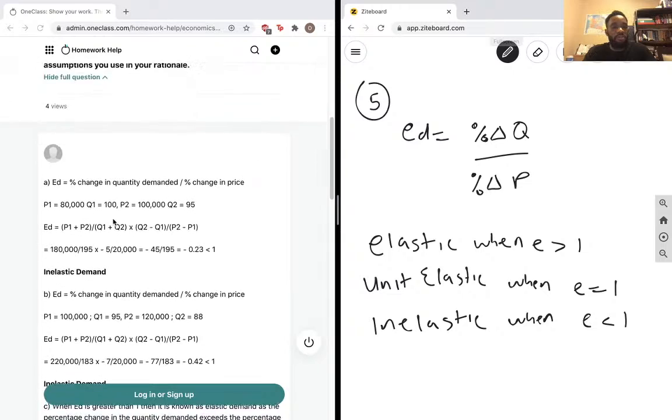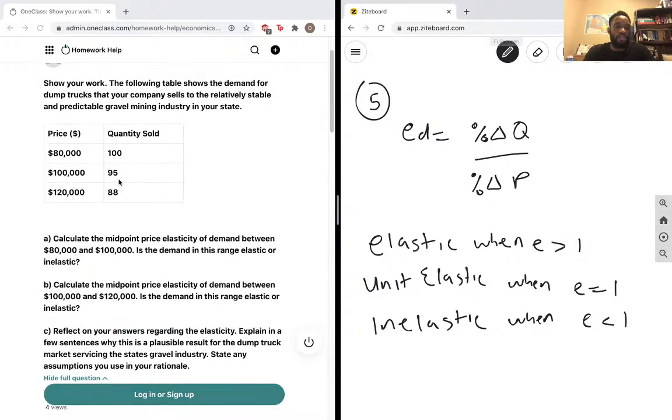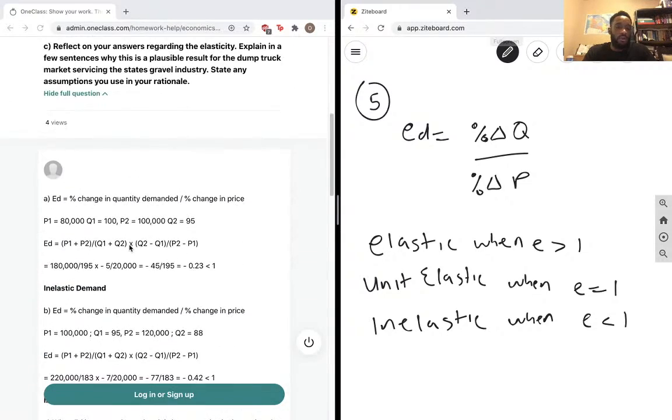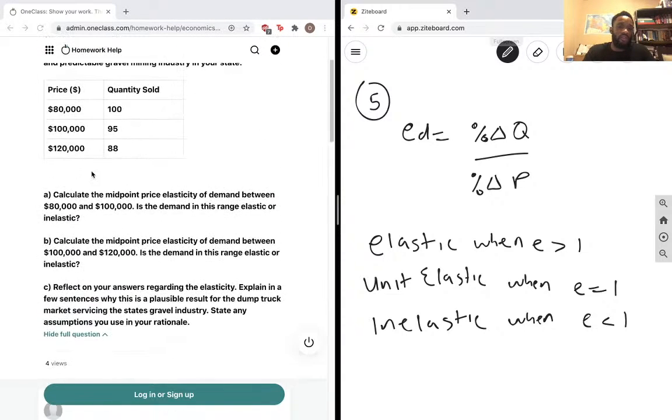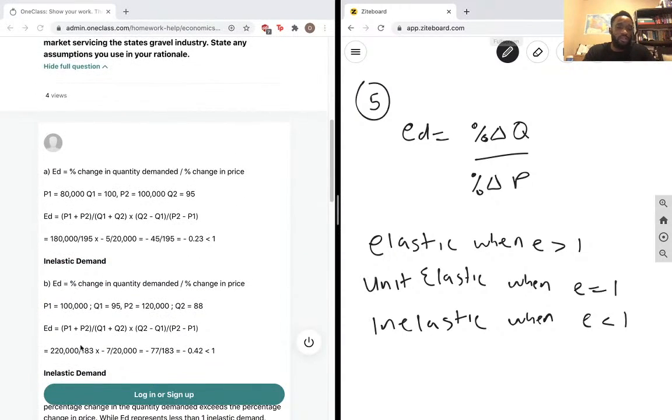And multiplied by the difference. So this is negative 7 over the difference between the two prices. And this is 20,000, which is what is done here. And that gives us negative 0.42. So again, ignoring the negative, because it's below 1, it falls as inelastic demand.